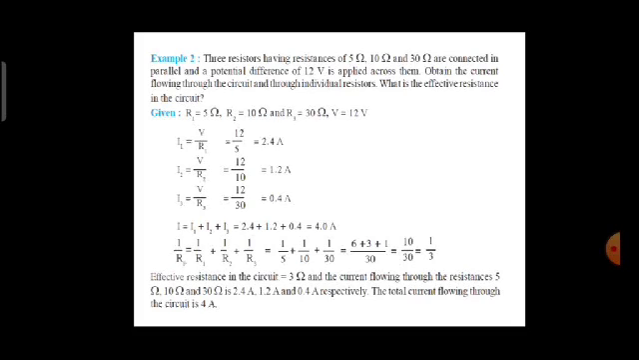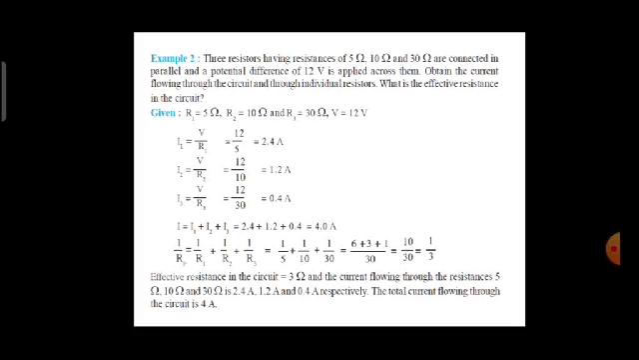Second example. Three resistors having resistances of 5 ohm, 10 ohm and 30 ohm are connected in parallel, and a potential difference of 12 volt is applied across them. Obtain the current flowing through the circuit and through the individual resistors. What is the effective resistance in the circuit?